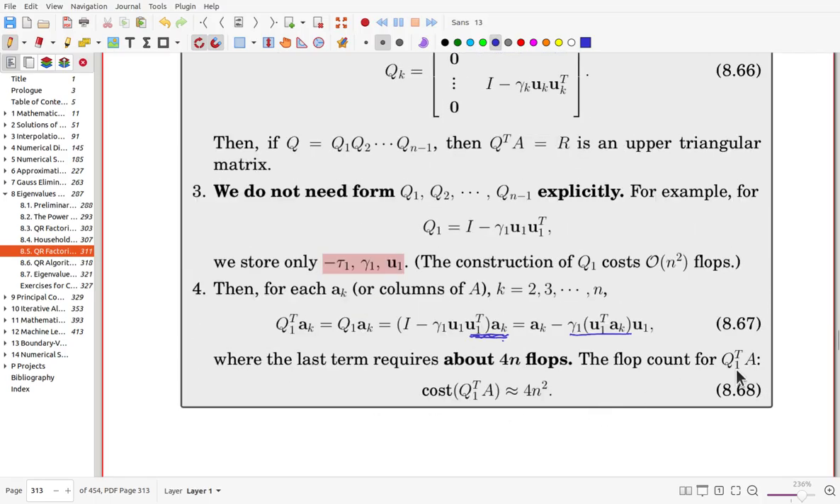So when we transform the whole matrix, the columns run from 2 to n, so there are n minus 1 columns, so that the cost of this transformation is about 4n squared. So that is the computational complexity for that transformation.